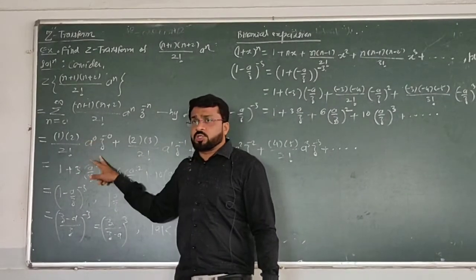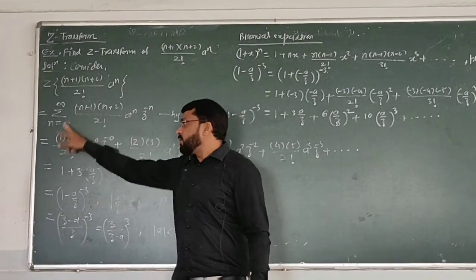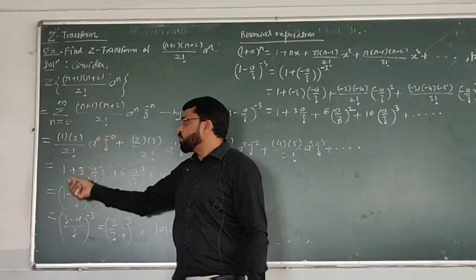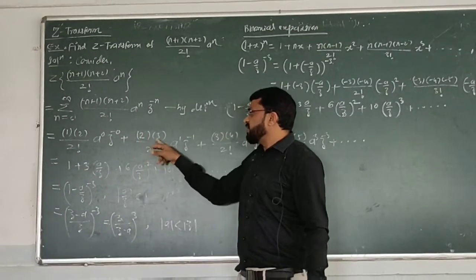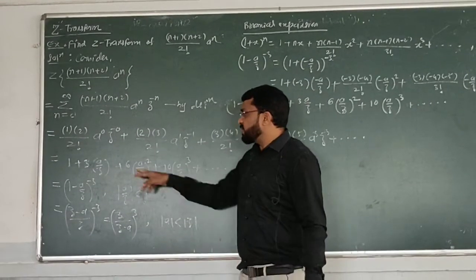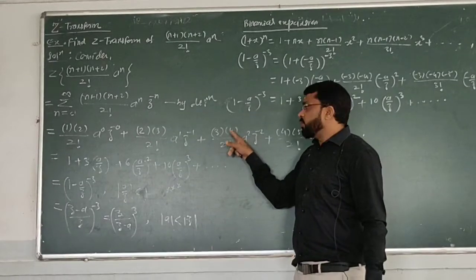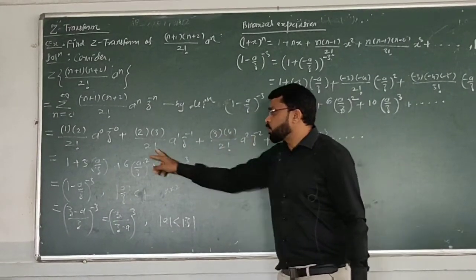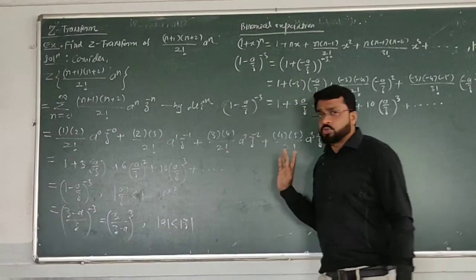a to the power 0 is 1, z to the power 0 is 1. 2 factorial is 2, 2 get cancel. The complete term is reduced to a single 1 only. Then 2 get cancel, 3 is left, 3 into a by z is here, the second term. उसके बाद next it is 6 we are having, 2 get cancelled from here, 2 into 3 is 6, a by z square. Likewise we are having the next term that is 10 a by z cube plus so on.